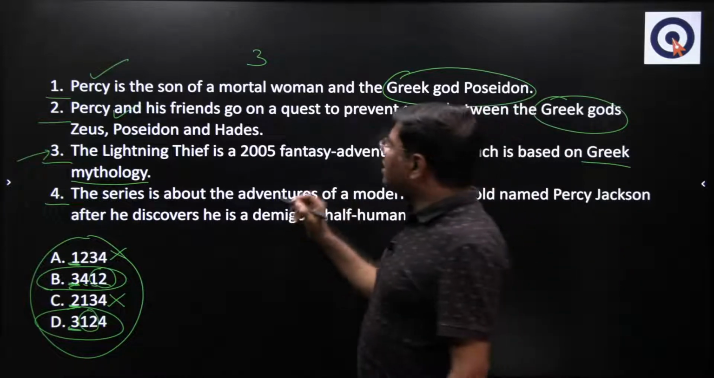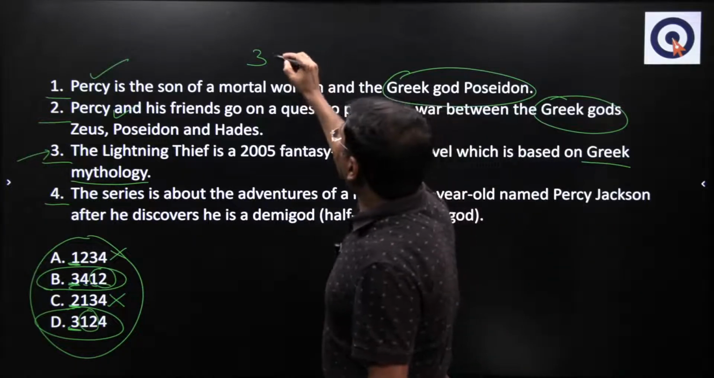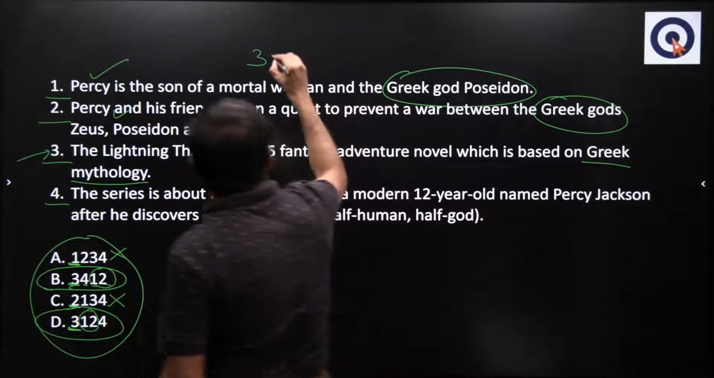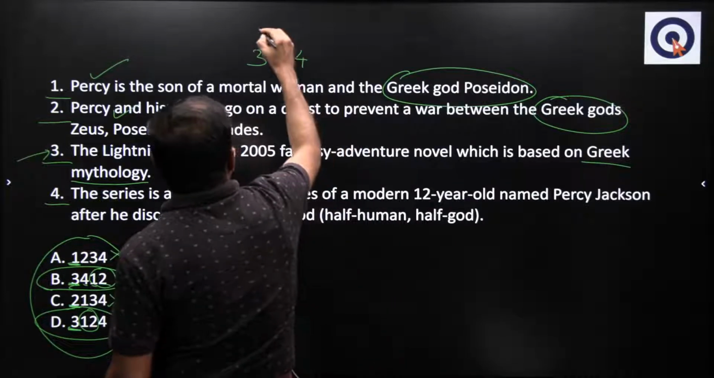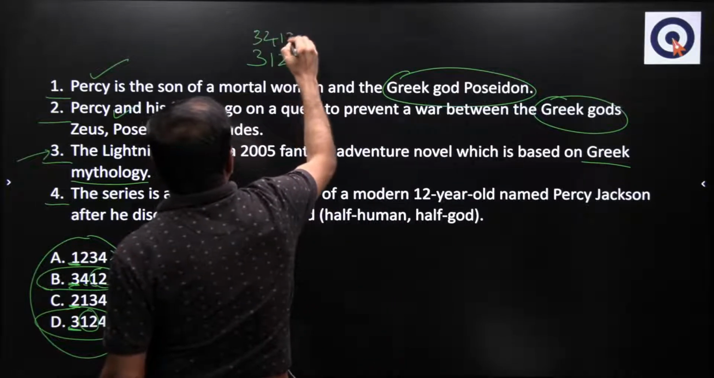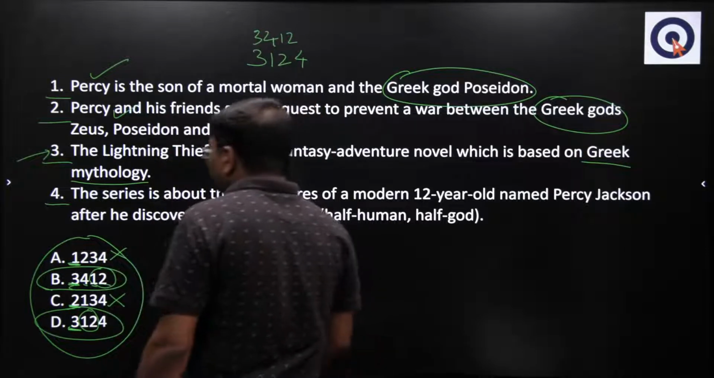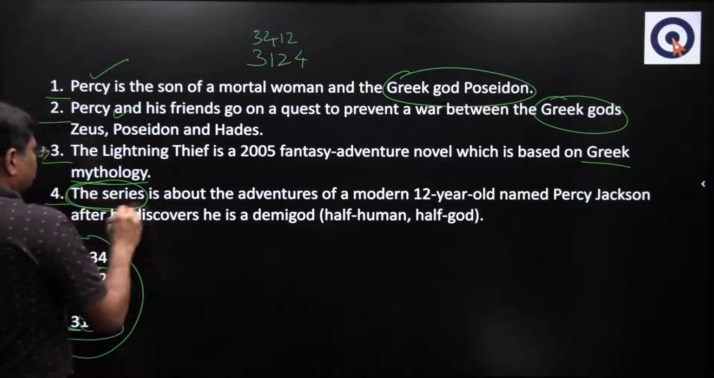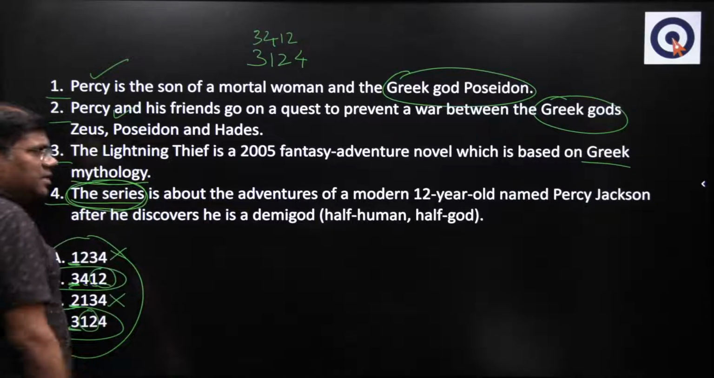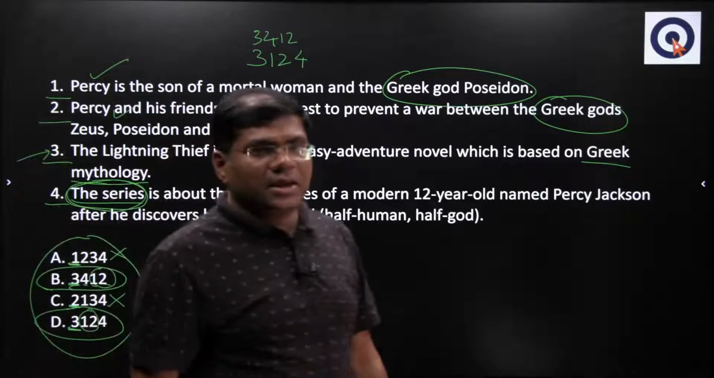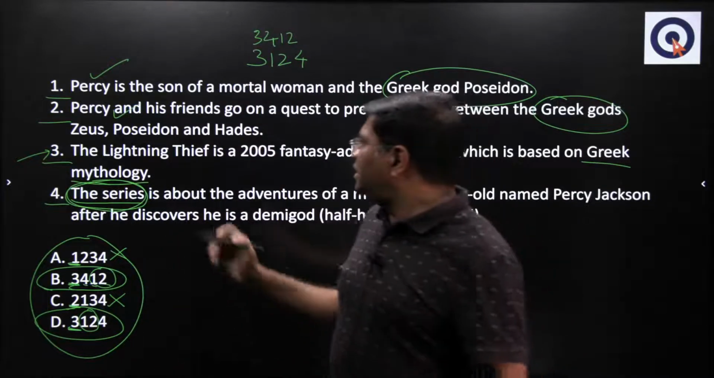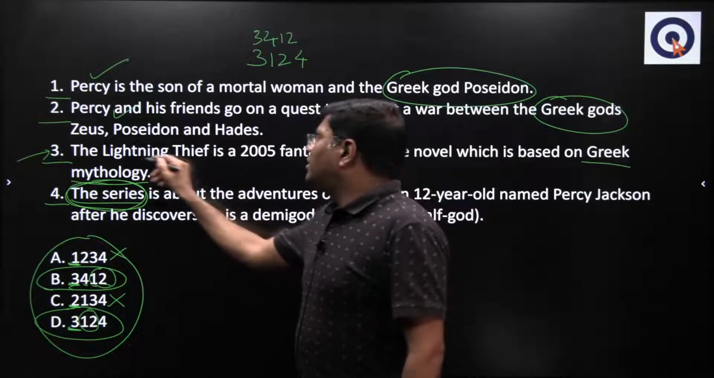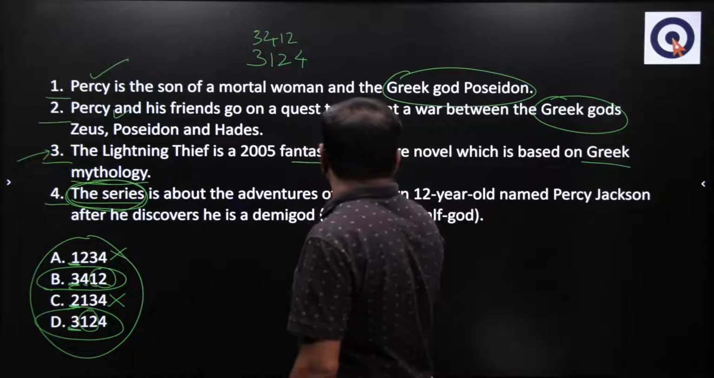Now, will statement 4 come after 1 and 2 in the end? Correct? Will it come after 1, 2 in the end, or will it come after 3 and then 1, 2? This is the sequence that you have to wonder. Now, statement 4 says the series. Now, this is very important. This the series is very important. This the series is basically referring to the Lightning Thief, because Lightning Thief is a fantasy adventure novel.